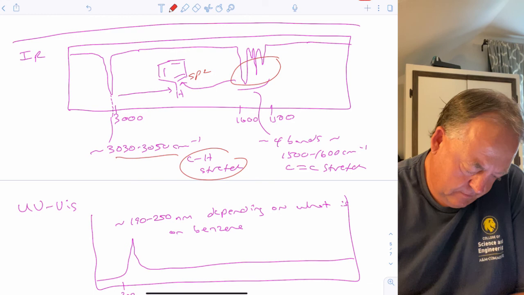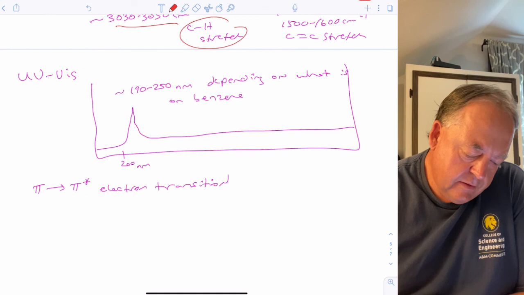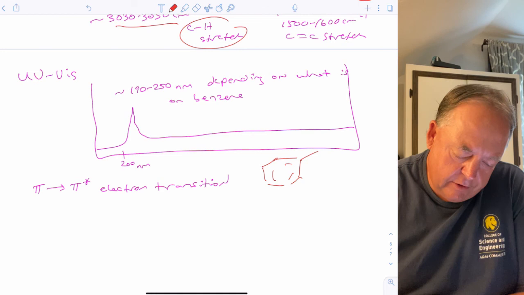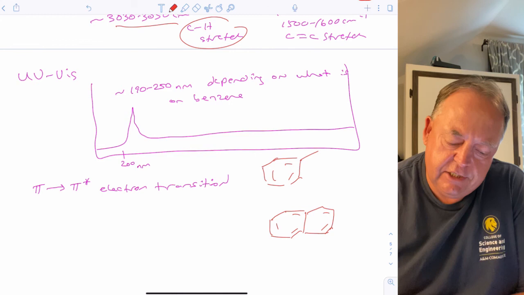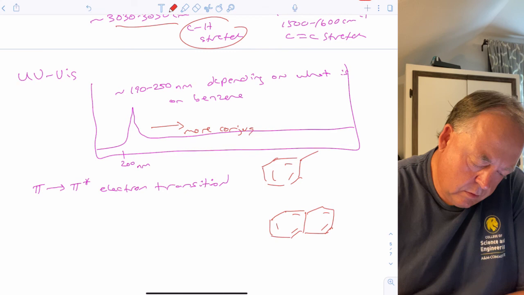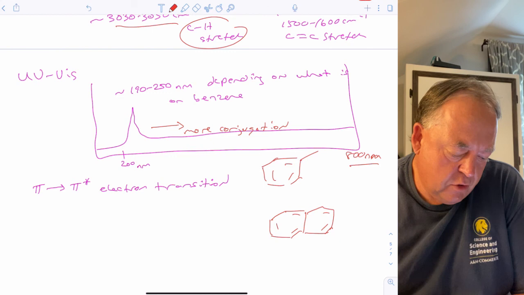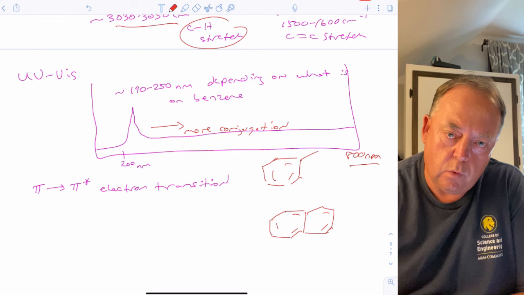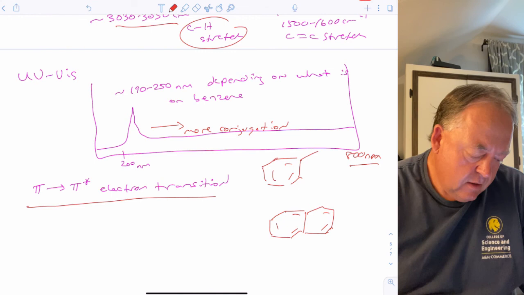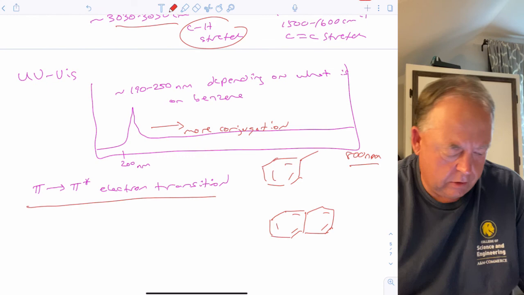And then in UV spectroscopy, if you have an aromatic ring, depending on what the aromatic ring is, whether it's benzene or naphthalene or whatever, obviously the more conjugation you have, the peak shifts to longer wavelength. So benzene, anywhere from 190 to 250, depending on what's on the benzene. And then as you get more conjugation in benzene, they'll shift to longer wavelengths. And so if you remember from chapter 15 lecture, what's going on is you're exciting an electron from a pi to a pi star orbital, and you see a peak when that happens. Okay, we'll stop there.